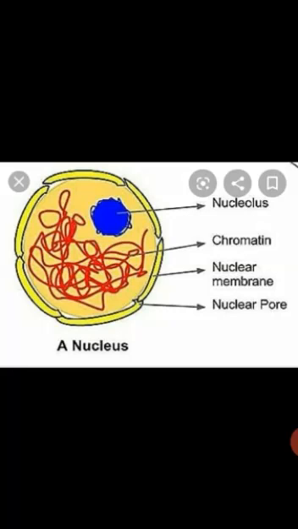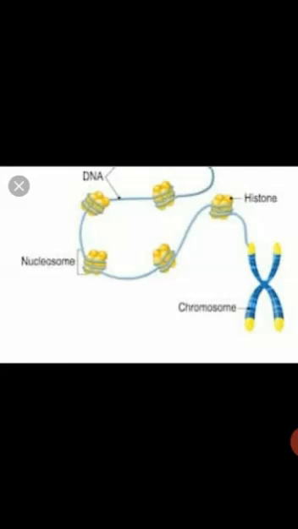Chromatin material is a tangled mass of thread-like material inside the nucleus, and it is basically made up of DNA, that is the genetic material, deoxyribonucleic acid, and histone proteins. This chromatin is made up of repetitive subunits called nucleosomes, and these nucleosomes are nothing but a DNA molecule wrapped around the histone protein.